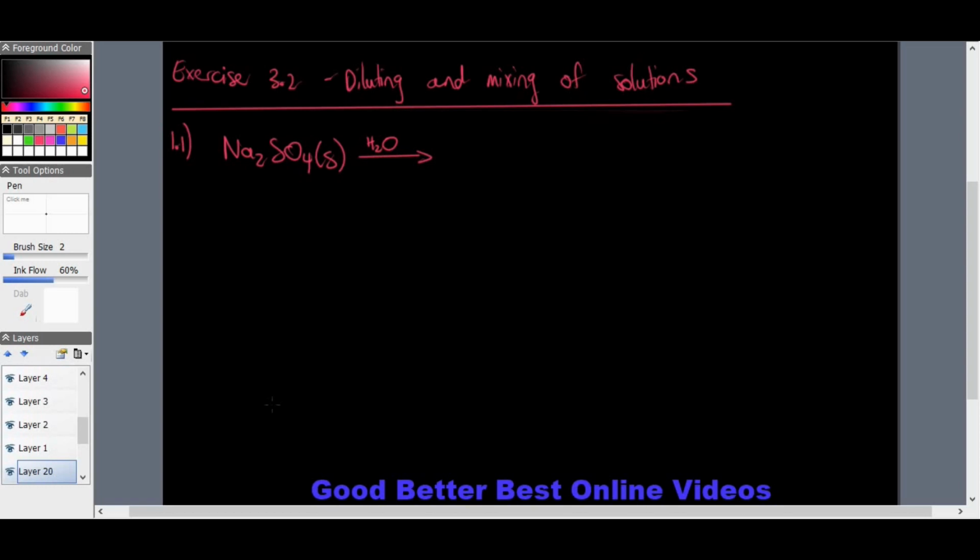If it dissolves, then it splits up into positive sodium ions and, of course, the negative SO4 2 minus ions in solution, in other words, dissolved in water. The exercises are in the WhatsApp group, so just maybe pull that up. I'm taking you through question 1, so don't panic.